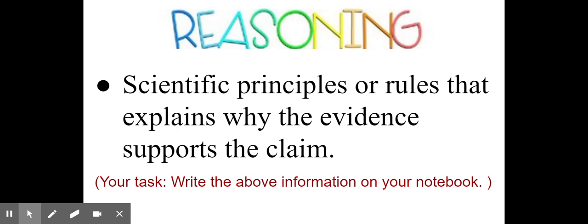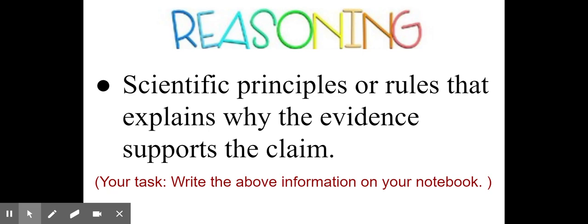Reasoning. This is the hardest part to write. Reasoning is a scientific principle or rule that explains why the evidence supports the claim. Again, please write this down in your notebook. Reasoning is the hardest part for students to write. It explains why the evidence supports the claim. It's kind of like a bridge between the evidence and the claim, like why the weather forecast is sunny and the temperature is like that and it won't be a snow day.